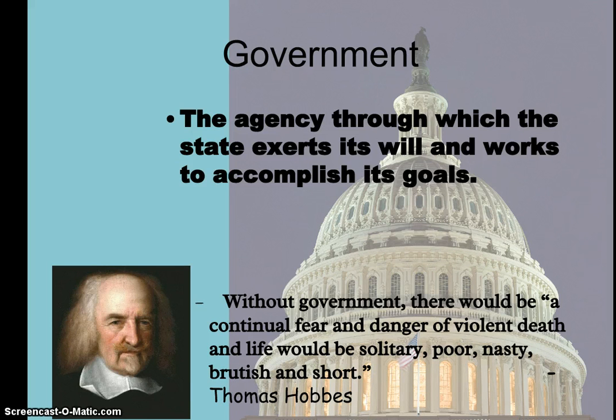Thomas Hobbes, one of the Enlightenment thinkers that we'll talk about in just a few weeks, he says, without government there would be a continual fear and danger of violent death, and life would be solitary, poor, nasty, brutish, and short. That's pretty intense. Right, so we're just talking about really what a country needs to be a country, what a state needs to be a sovereign state, and we're going to start talking in the next few class periods about the different philosophy that leads to the type of government that a sovereign state chooses to have.